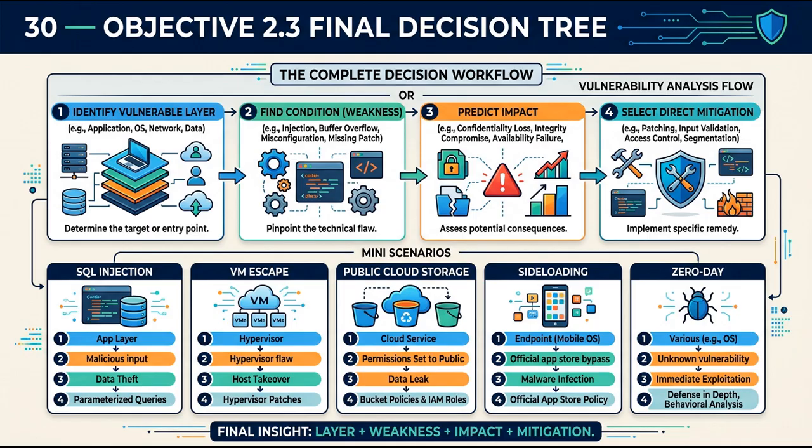A technique may cross several layers, but the question usually provides one decisive clue. Remember the formula: layer, weakness, impact, and mitigation. With that structure, you can compare answer choices and choose the most specific supported response.